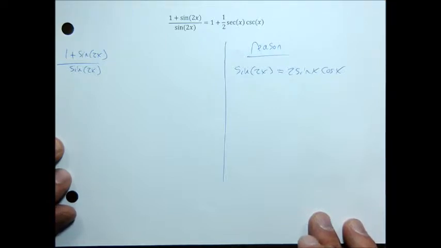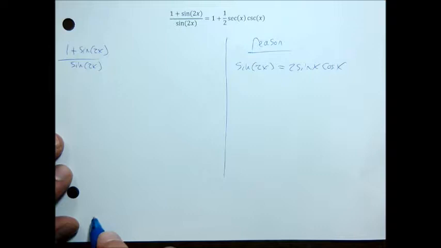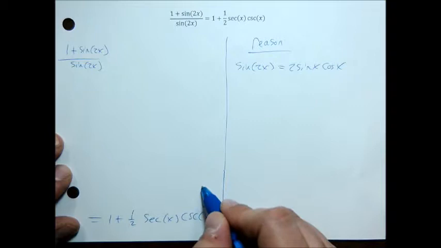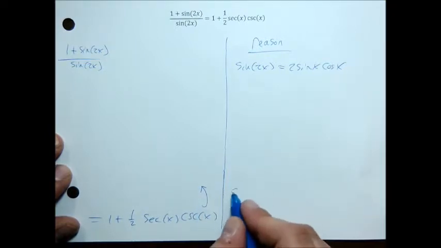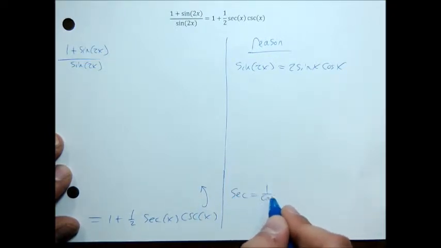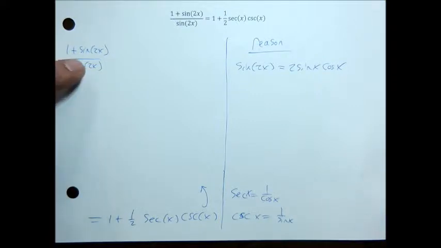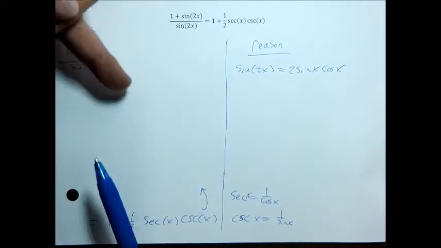If you get stuck after you make that substitution, it might make sense to go down to the end. You know what you want the answer to be, right? You want eventually to write down 1 plus 1/2 secant cosecant. And so you can go to the end and try to work backwards towards the top, right? Because we know that secant is 1 over cosine. We know cosecant is 1 over sine. And so I think if you get stuck after this point, working backwards, you might be able to meet in the middle somewhere.